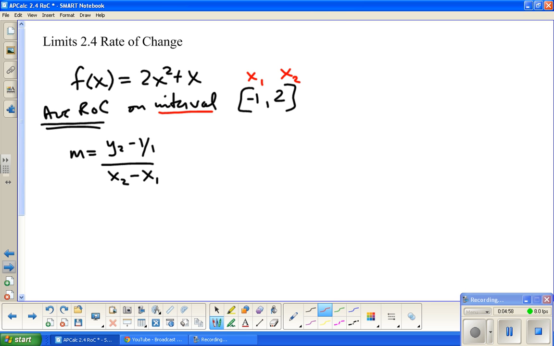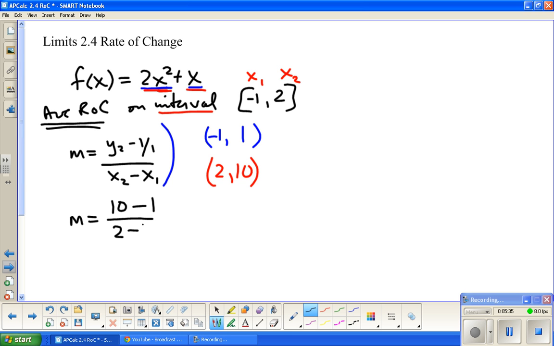So that means we're going to write some ordered pairs. Got to have ordered pairs to do this. So -1, something. If I do -1 squared, that is 1, times 2 is 2, plus -1 looks like 1 to me. Same song, second verse. 2 squared is 4, times 2 is 8, plus 2 is 10. So the slope then is going to be y2 minus y1 over x2 minus x1.